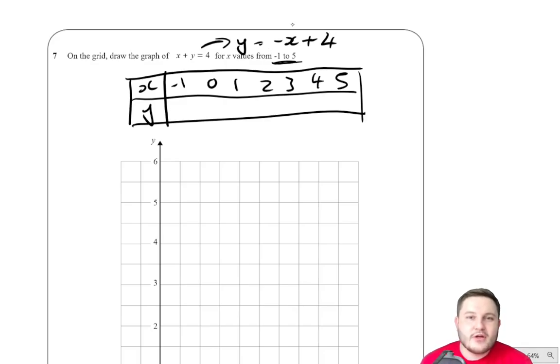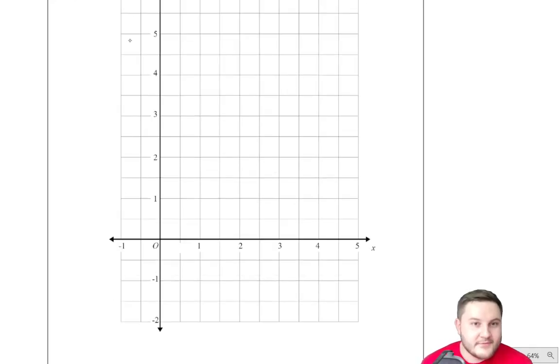But if we use the rearranged form, because it's -x, if we're starting at +5, -5 plus 4 is -1. -4 plus 4 is 0. -3 plus 4 is 1. And it actually goes up by 1 each time when you move 1 to the left. So it'll be 3, 4, and then 5. So then I just need to plot this graph, and it's going to look something like this. And then we draw a line going through all those points with a ruler, and the job's a good one.